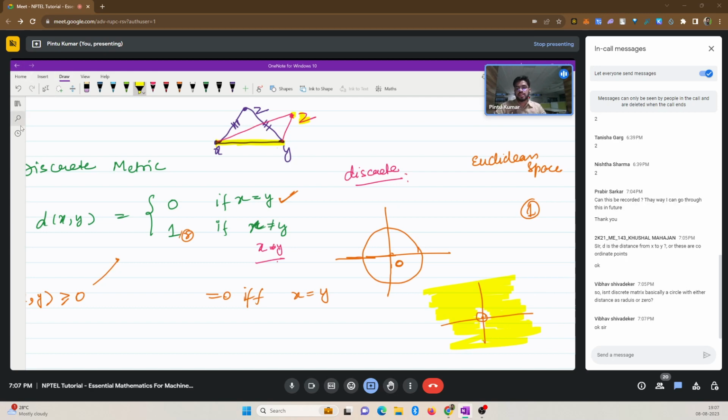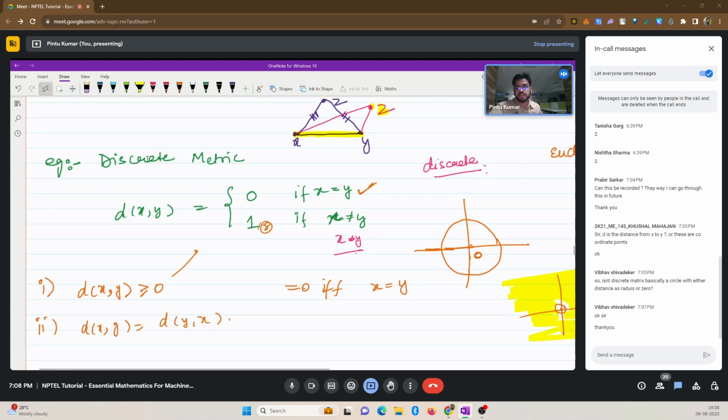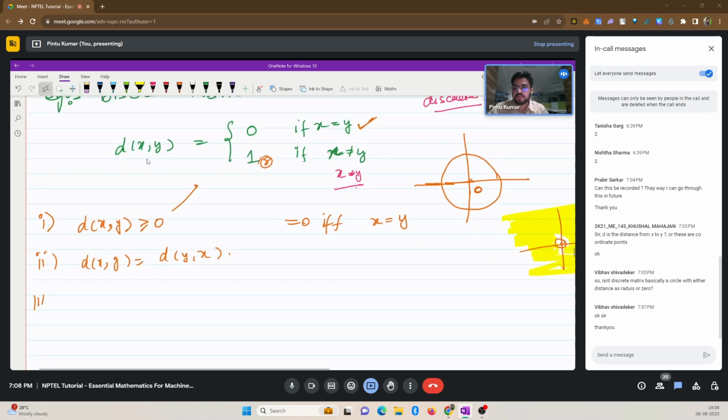Okay. So let's get back to proving this. The first property is very much satisfied for our metric space. The second property was d of xy is equal to d of yx. This is also very straightforward, right? So we are done with it. The third property is something that is interesting. So d of xy is less than or equal to d of xz plus d of zx.